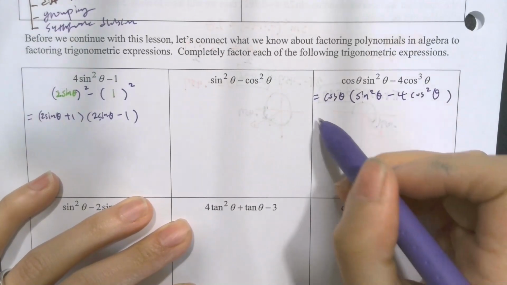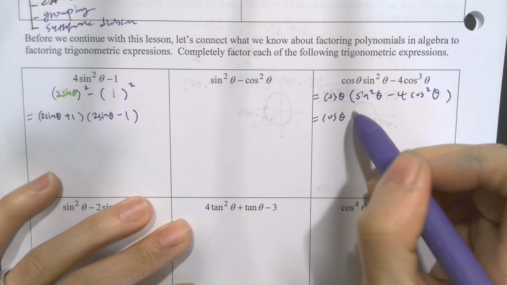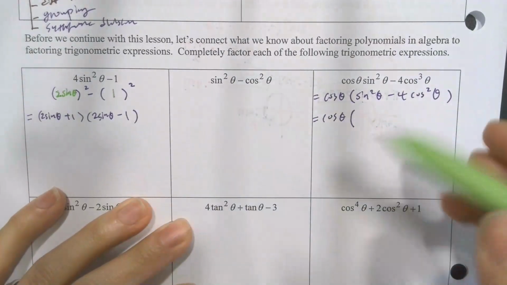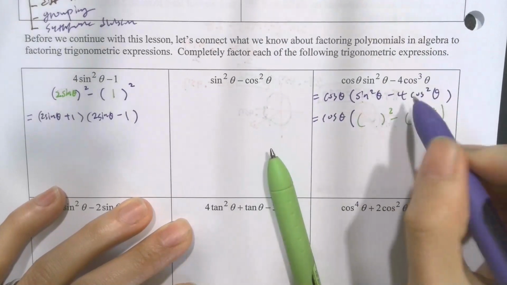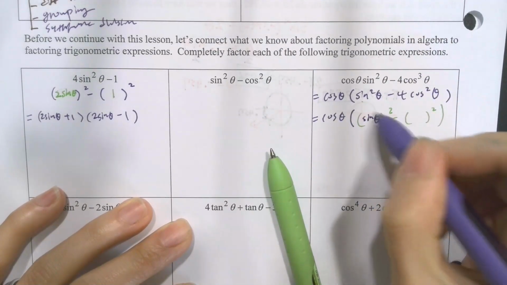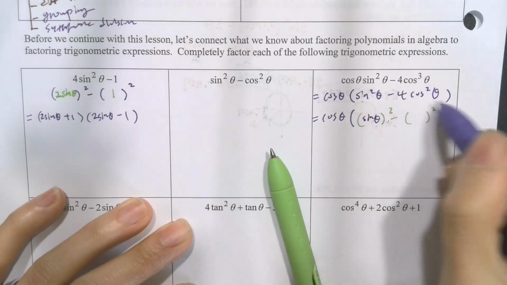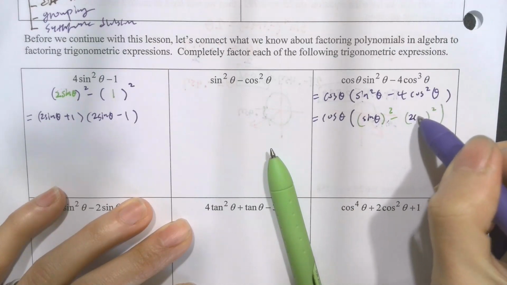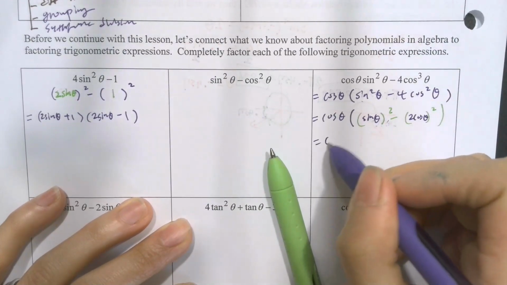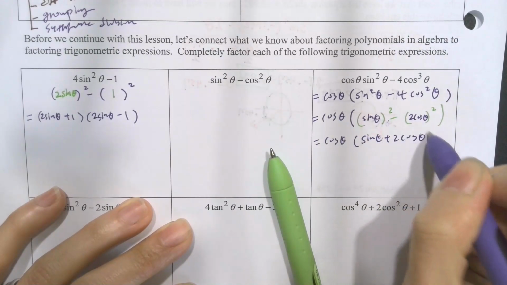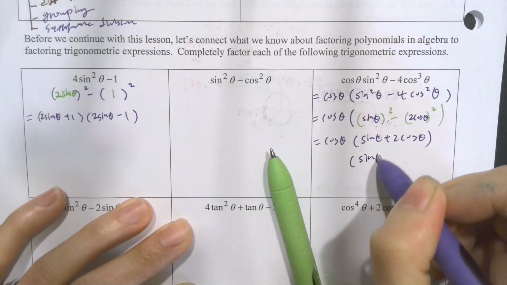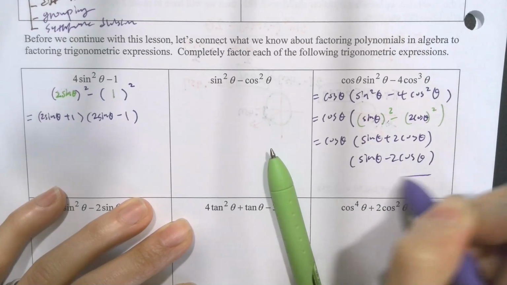Notice all of those are square numbers. So I can go ahead and do the difference of 2 squares. Sine square theta is sine theta quantity squared, minus 4 cosine square theta is 2 cosine theta squared. So using that, it's going to be sine theta plus 2 cosine theta times sine theta minus 2 cosine theta.